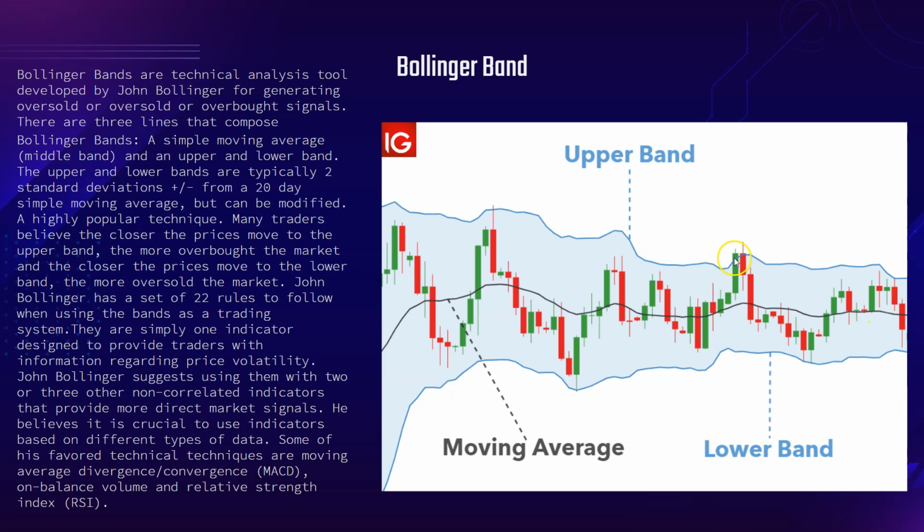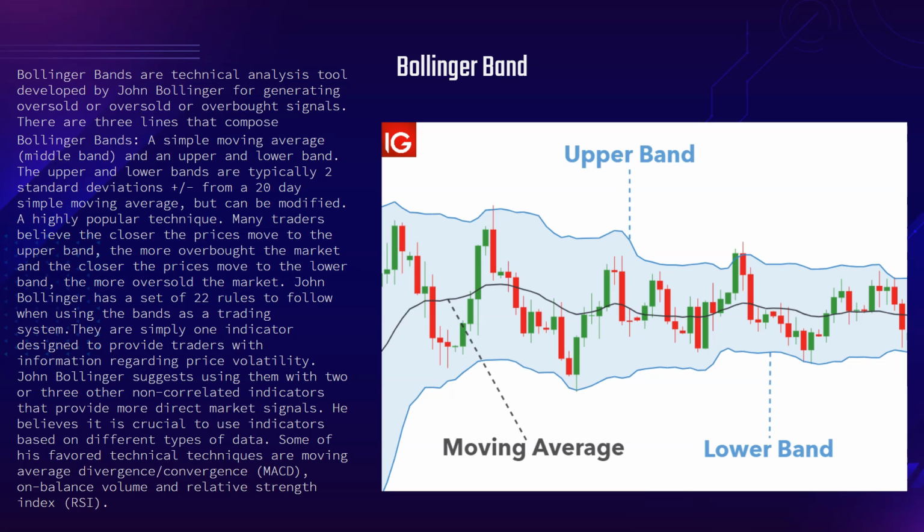What do we think is going to happen when this green one hit? Do we think it's going to keep on exploding out of the band? No. We know what's going to happen. What comes up must come down at this point. So we're looking for it to come down. So if you can catch it when it hits the top or the bottom of the band, you know that you got a reversal, and that's when you're going to win. So John Bollinger suggests using them with 2 or 3 other non-correlated indicators. So you have to use them with different indicators that are not correlated to the Bollinger Band.